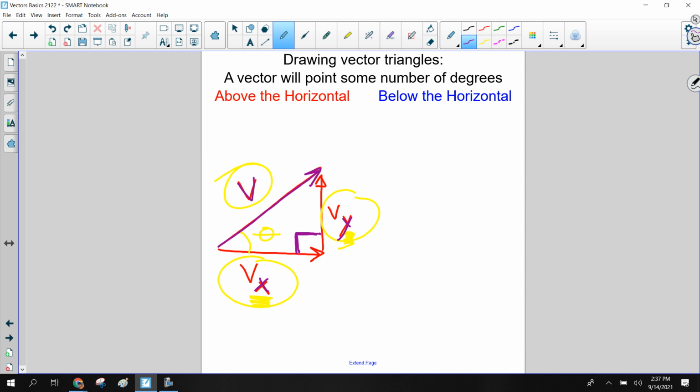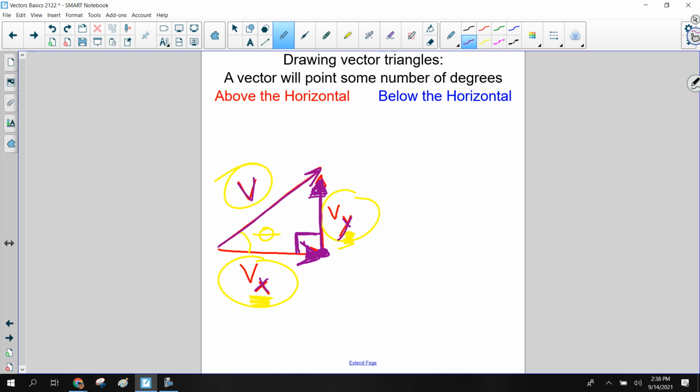And notice that your x and y components are always drawn so that the head of the x component touches the tail of the y component, okay? So any vector has two ends to it. There's the head and the tail, okay? When you draw your horizontal and vertical components, the head of the x component will always touch the tail of the y component, okay?